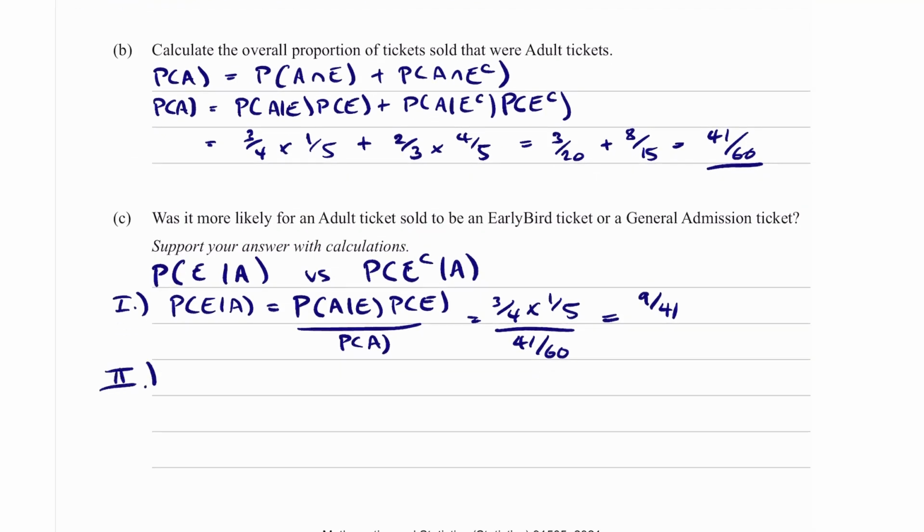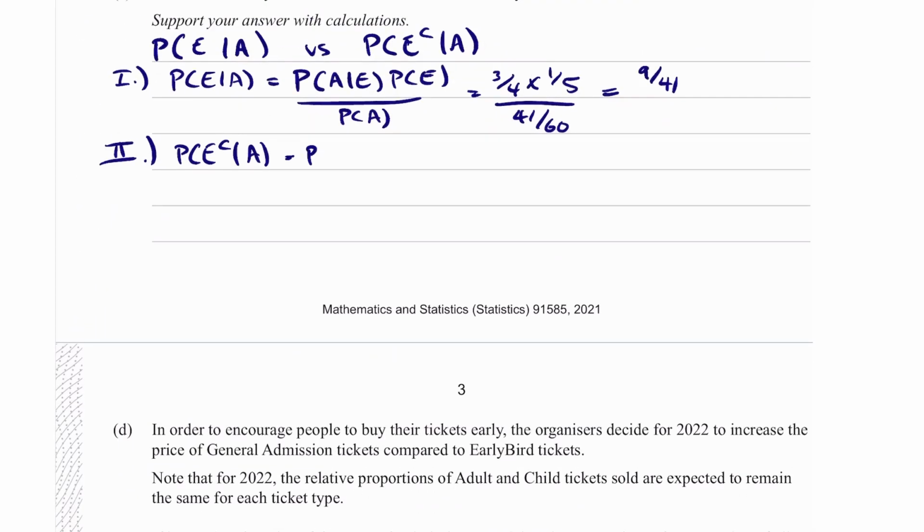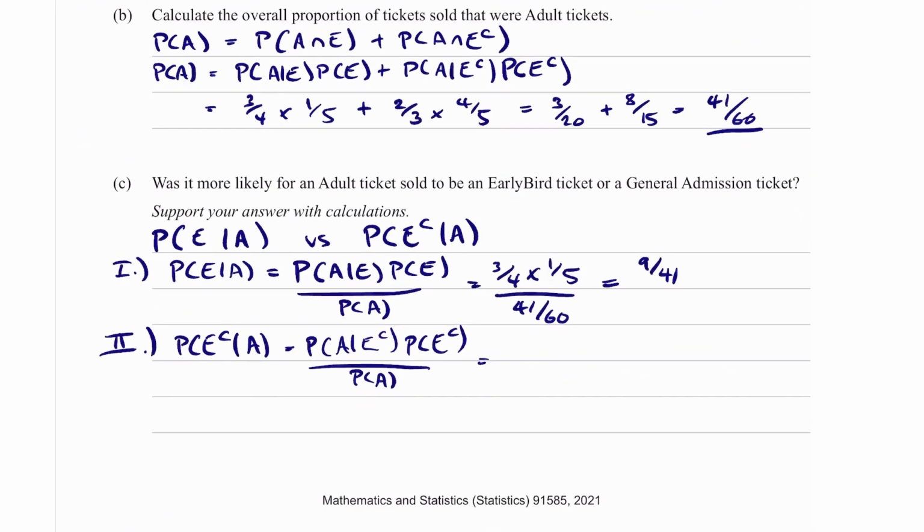Let's look at part II so we can make the comparison. We're going to do the exact same thing. EC given A is the same thing as, what do we know? A given EC. So this is the probability of A given EC multiplied by the probability of EC, divided by the probability of A. What's A given EC? It's 2/3. So 2/3 multiplied by the complement of E being 4/5, divided by the probability of A, which is 41/60. If we put this into a calculator, 2/3 times 4/5 divided by 41/60 is the same as 32/41.